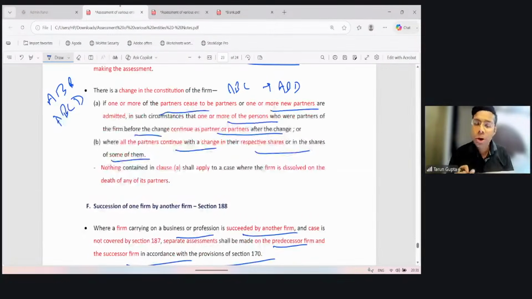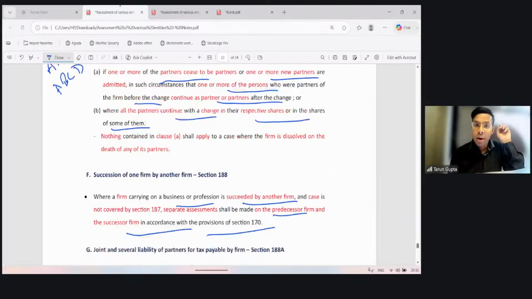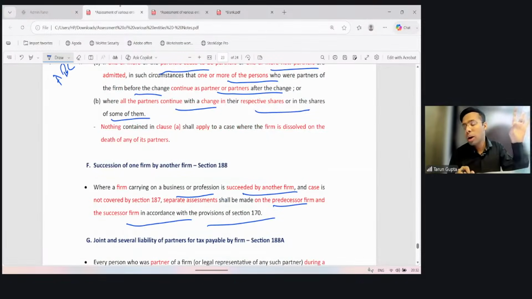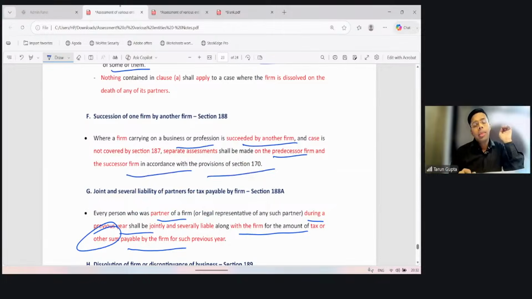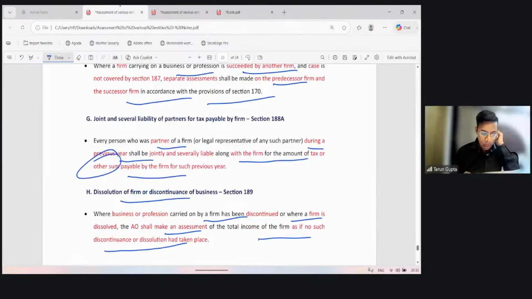What do you mean by change in constitution? If any partner resigns or any new partner comes, while there is some common partner which was there before and after the change, or no partner resigned and no partner came, but they change the existing profit sharing ratio of the existing parties. Okay. Succession. If there is succession, not a change in constitution, then two assessments have to be made, one on the predecessor firm up to the date of succession and another on the successor firm from the date of succession.